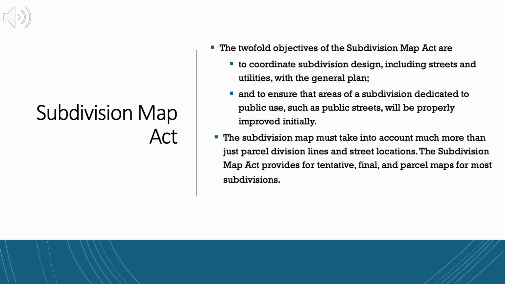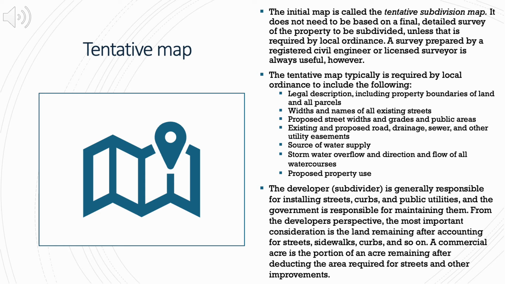The subdivision map must take into account much more than just parcel division lines and street locations. The Subdivision Map Act provides for tentative, final, and parcel maps for most subdivisions. Tentative map. The initial map is called the tentative subdivision map. It does not need to be based on a final, detailed survey of the property to be subdivided, unless that is required by local ordinance. A survey prepared by a registered civil engineer or licensed surveyor is always useful, however.